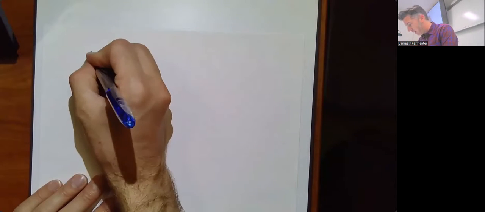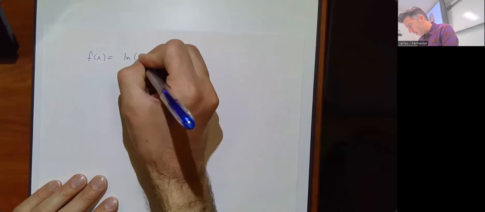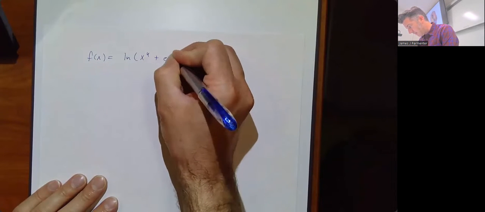I want to find the derivative of the natural log of x to the 4th plus e to the 7x.